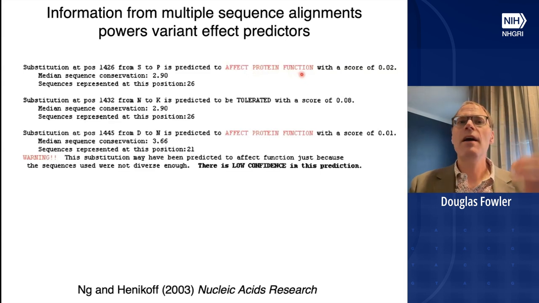And so this is the idea of using evolutionary comparative genomics to infer or predict the effect of a variant based on conservation across a multiple sequence alignment.